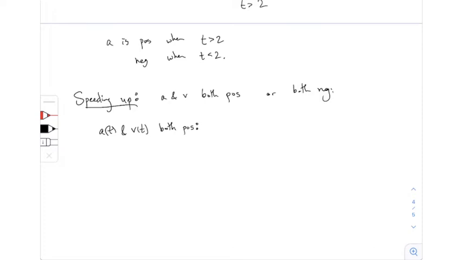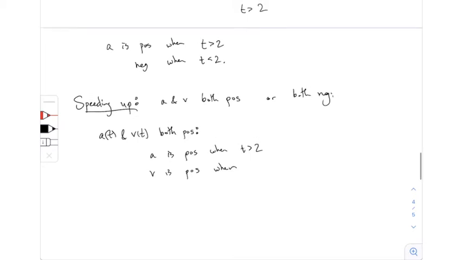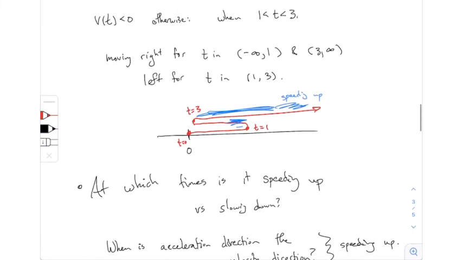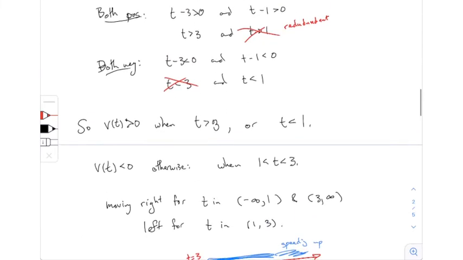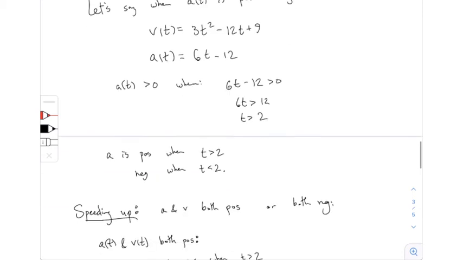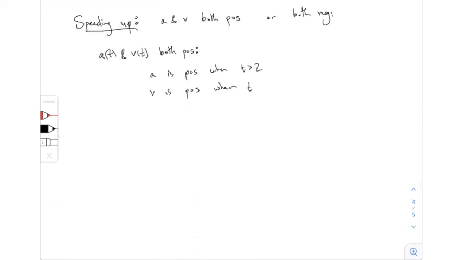A is positive, I just said, when t is greater than 2, and v is positive when, I have to look back when we wrote this down somewhere. V is positive when, here, t is greater than 3, I have it right here, t is greater than 3 or t is less than 1. So, t greater than 3 or t less than 1. All right? Can we summarize this? Some of this is redundant.